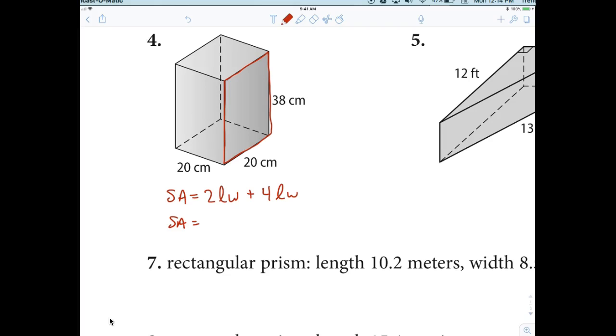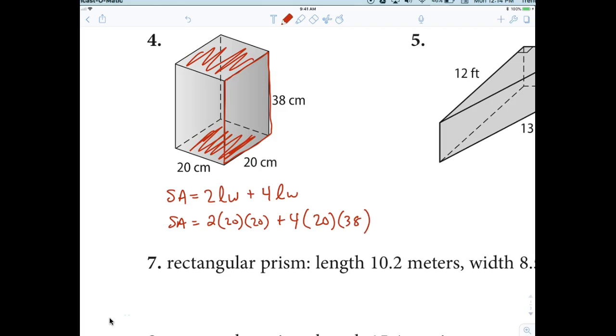You agreed? So it would be 2 times 20 times 20, because that's the area of the base, which is this right here and this right here. And now it'd be plus 4 times what? 4 times 20. That's correct. There you go. All right, does that make sense?